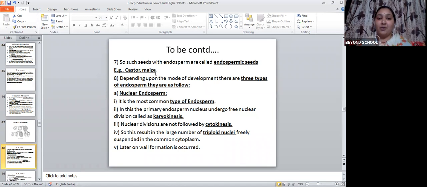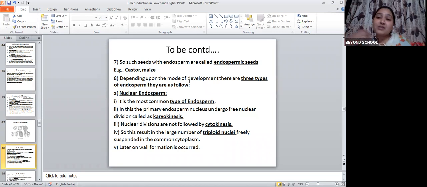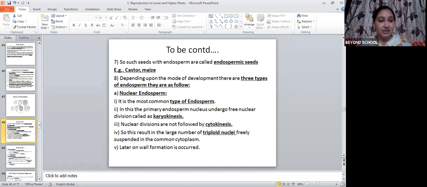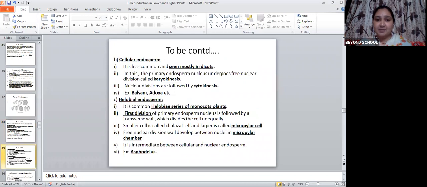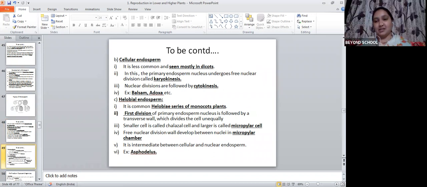Now, depending upon the mode of development, depending upon how this endosperm gets developed, it has been divided into different types. The first type is nuclear endosperm. The second type is cellular endosperm, and the third type is halobial endosperm. So now let's begin.